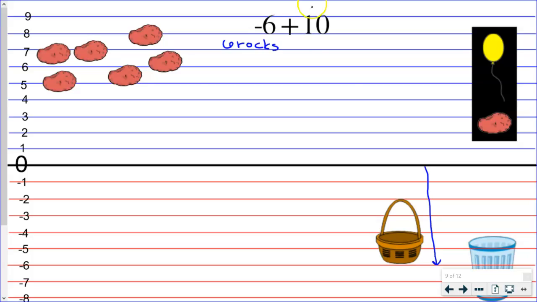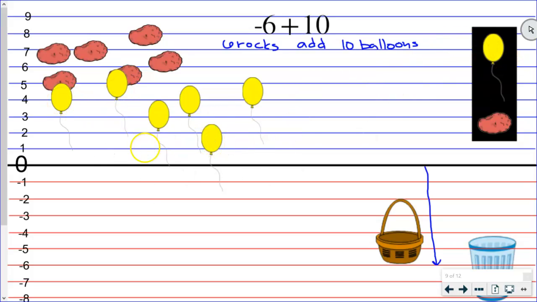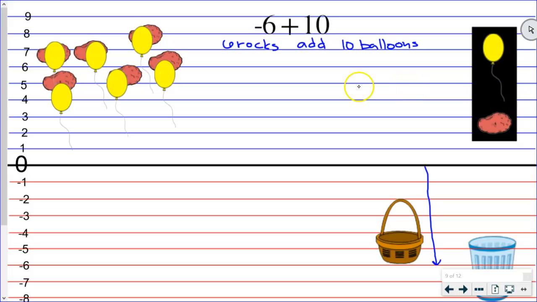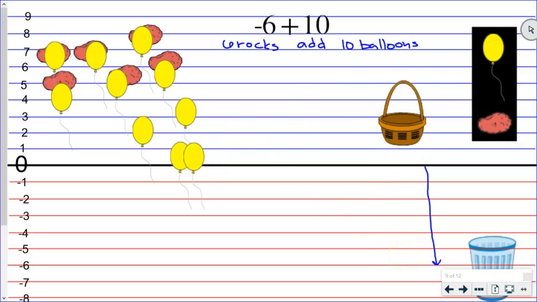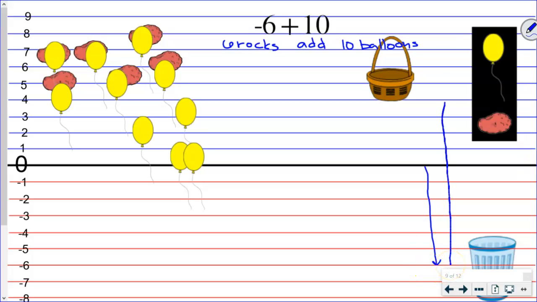This time, even though I'm starting with rocks, I'm adding 10 balloons. And I know that I'm adding balloons because this is a +10. So 1, 2, 3, 4, 5, 6. Look at what happened with those first 6. They paired up perfectly with all of these rocks. So there's the 6 and then 7, 8, 9, and 10 means this basket goes all the way up to 4 because there are 4 extra balloons in that basket.